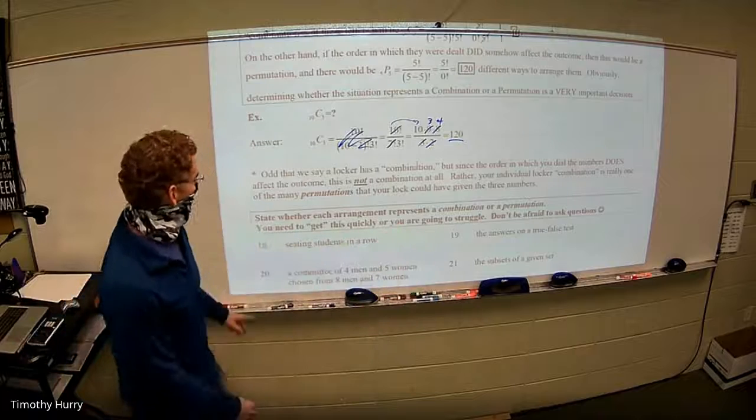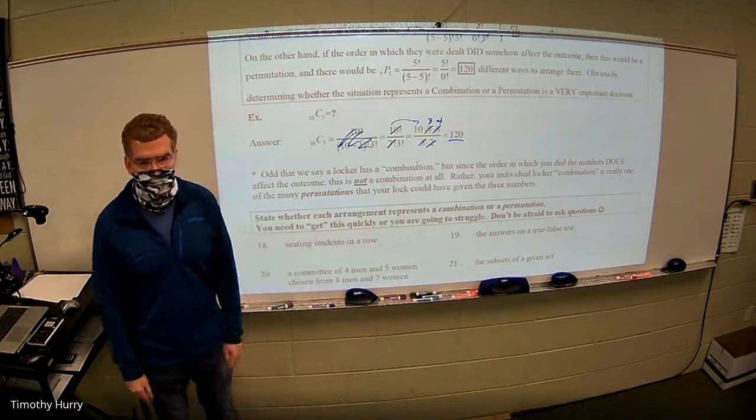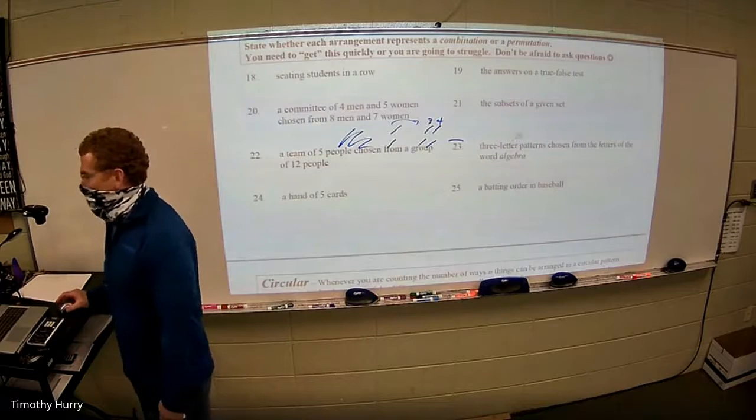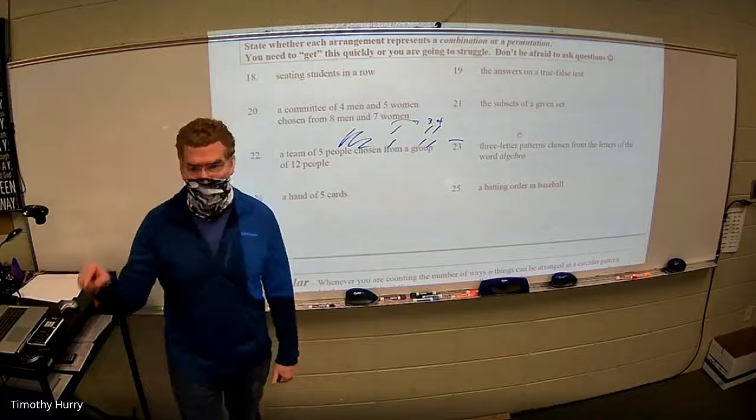And from here, after that, all you've got to do is set these things up. All right, so check out number 18. State whether each arrangement represents a combination or a permutation.